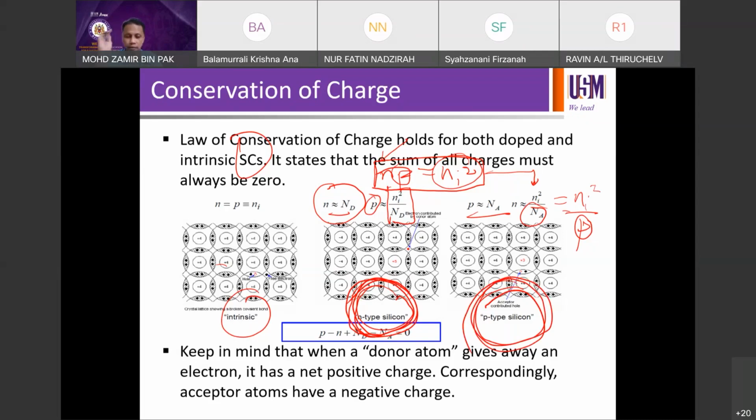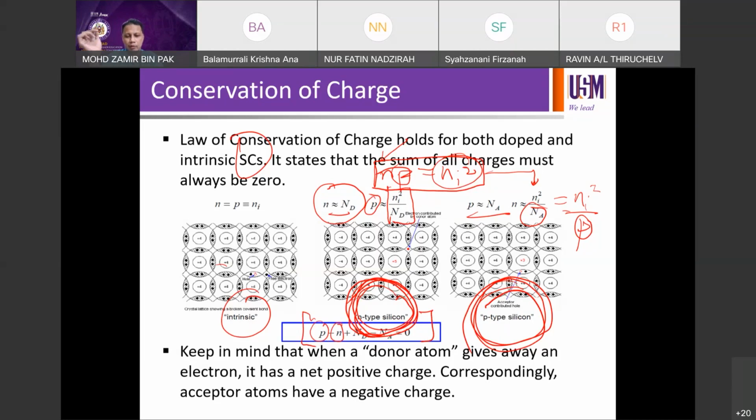Some students still mix up minority and majority. So law of conservation of charge states that for both dopant and silicon, the sum of all charges must always be 0. In this particular case, we're talking about p minus n plus Nd minus Na equals to 0, because we assume p and n are the exact values of Na and Nd respectively. Okay, so that's why it's going to cancel out anyway.